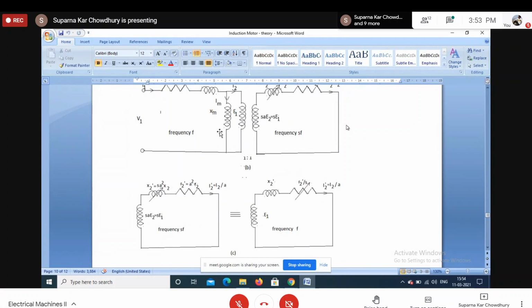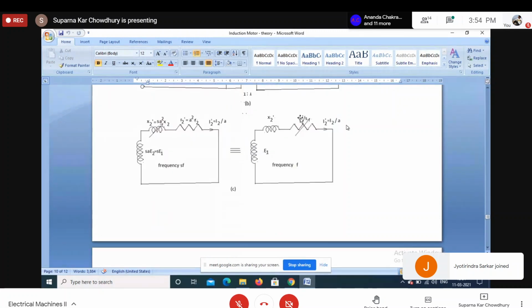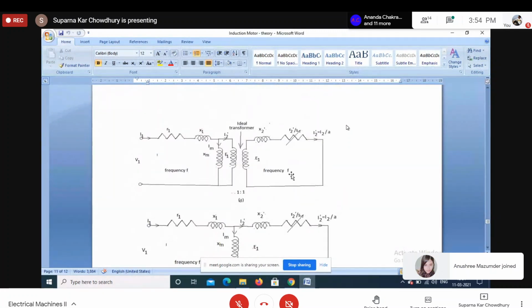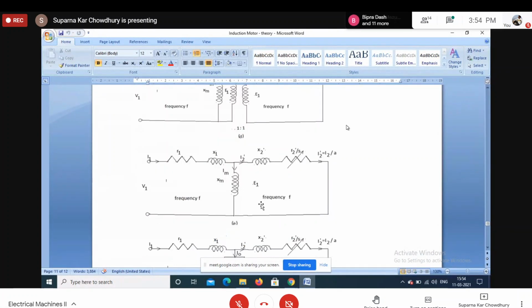So if we replace this circuit by this, because these two, though the turns ratio is 1:1, we cannot connect because they are at different frequency. So if we replace it here, we get this circuit. Here we see that stator and rotor frequencies are the same, and this is also 1:1, so we can connect, and this is the equivalent circuit.